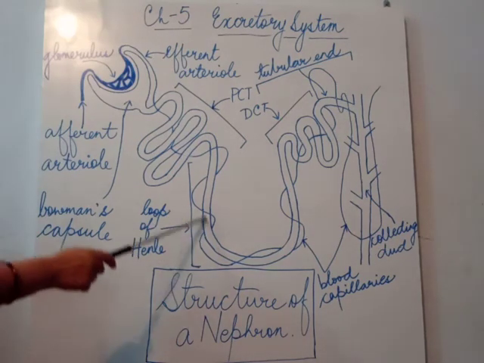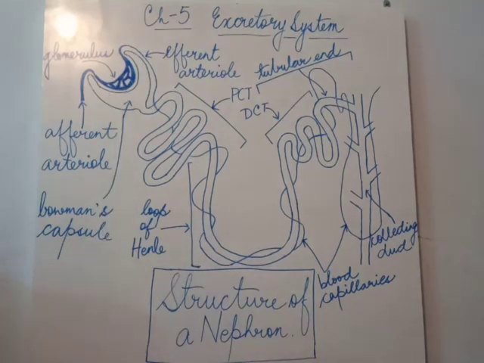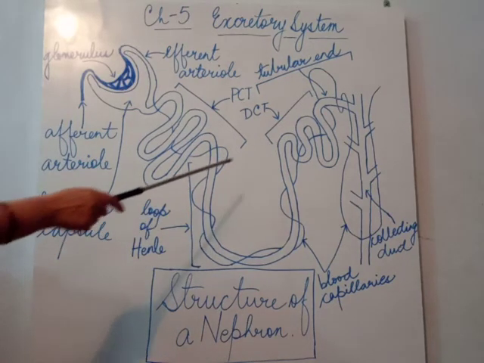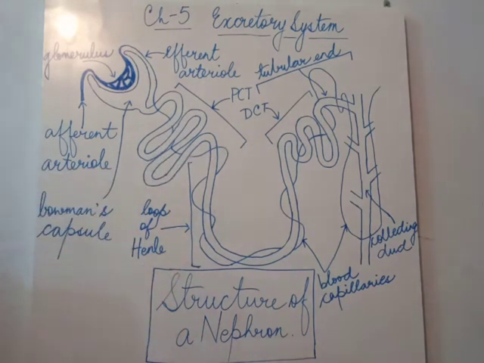The next is the loop of Henle. It functions to establish the osmotic concentration gradient in the kidney, which is necessary for concentration of urine. And the last one is the distal convoluted tubule, the major site of hormonal regulation of sodium chloride and water reabsorption. It is also involved in the regulation of blood pH, and it is the target site of ADH, antidiuretic hormone, the hormone which regulates blood volume.